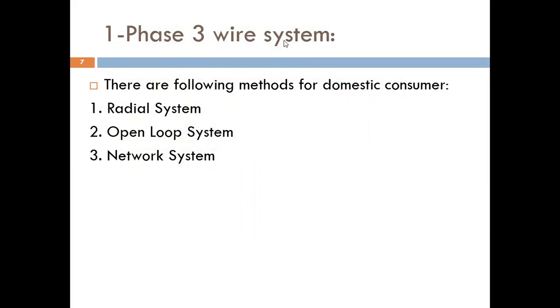Single phase three wire system: in a single phase system, there is a requirement for one phase terminal, one neutral terminal and one earth terminal, where 5 ampere sockets and 15 ampere sockets are connected in a single phase supply system. So this is the three single phase four wire, sorry, three wire system, and these three wires are a phase terminal, neutral terminal, and earth terminal.